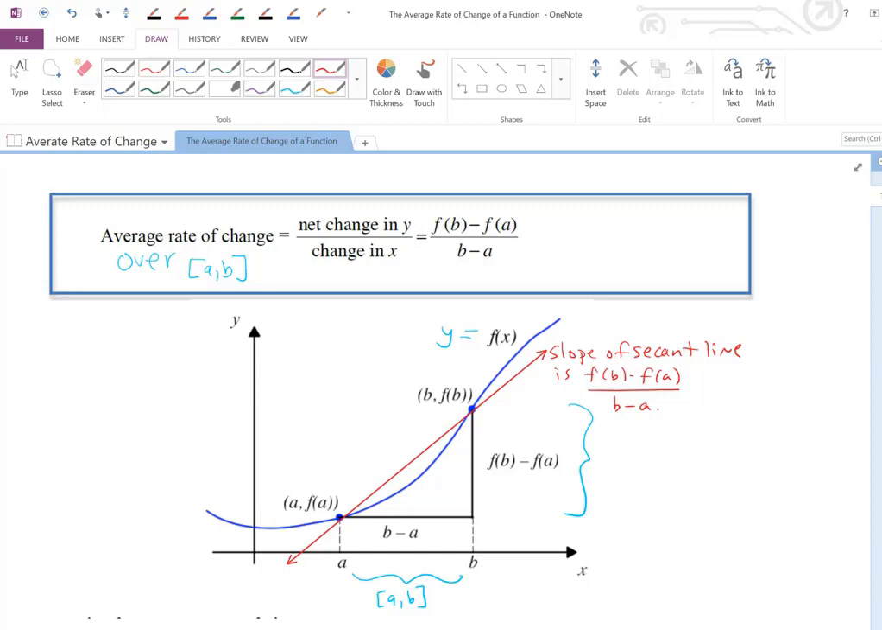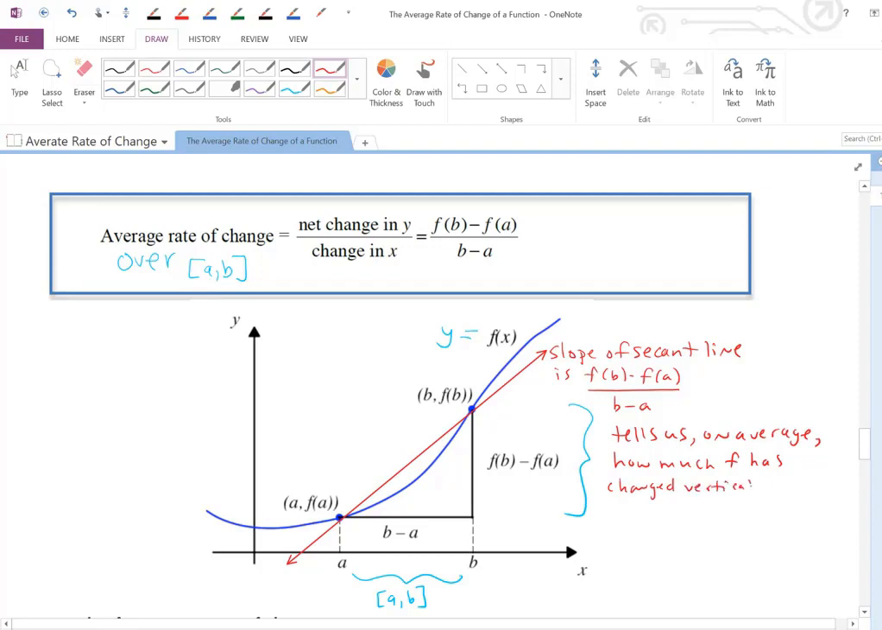That slope, whatever this number is, some number, right? It tells us, on average, how much the function f has changed vertically per unit of horizontal change.